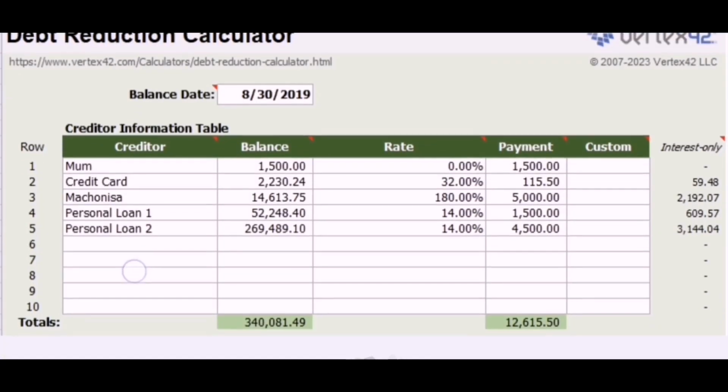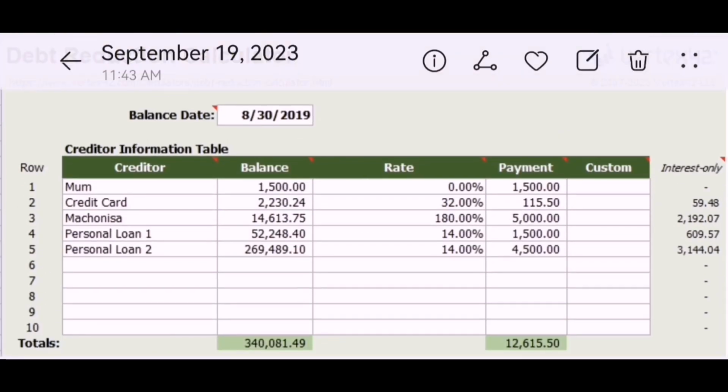That's what I use, and let me just show you how my debts appeared when I started my journey in 2019. So here you are looking at my debts in 2019 when I started my debt repayment journey. So you see there I've listed all my creditors: my mom credit card, my Chonisa personal loan 1, personal loan 2, and then there is the balances. You can see the balances, they totaled to 340, and there you see the rates. I also had to put the rates there, and where it's written the payment, that is the minimum payment that was required towards each debt.